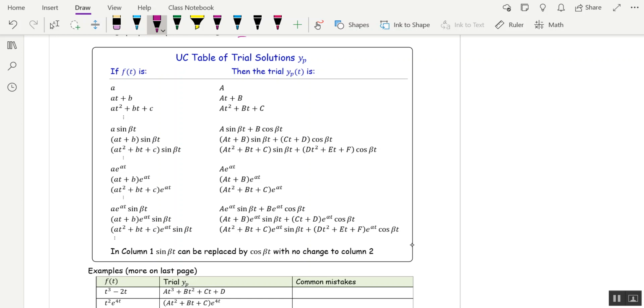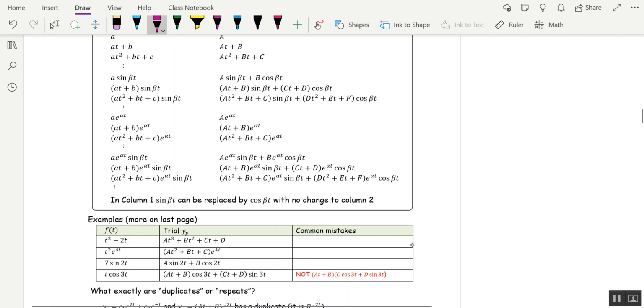Okay, so you can see here in my table of trial solutions, you're going to match up your trial YP basically with the type of function you're given. If you're given a polynomial, your YP is going to be a polynomial. If you're given sine, your YP is going to have both sine and cosine. You have to account for both. We'll go through some examples in a minute. In fact, here's some examples, and I've got some more on the very last page for you.